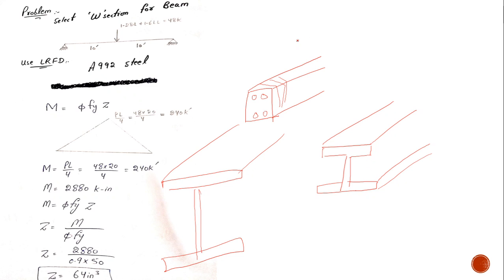The most important parameter on which a beam is designed is the elastic section modulus. This is represented by Z, and there is another term called the plastic section modulus, which is represented by S. This is a very important parameter, and we will be designing the beam on this parameter.